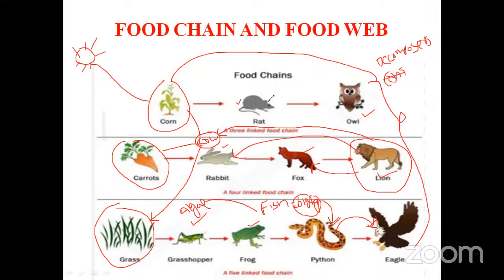For example, here the rat is eaten by cat, cat is eaten by fox, fox is eaten by lion. These interconnections are called a food web. Food chain means only one way: corn, then rat, that's it. But here, this corn plant can be eaten by cow and also by goat. Is the food web understood, sir?